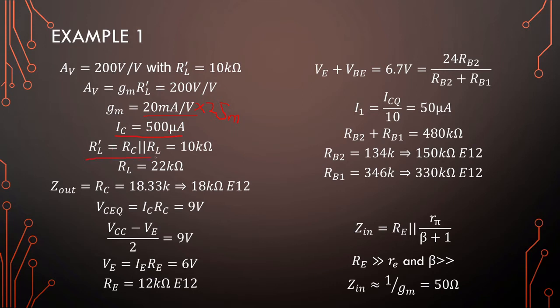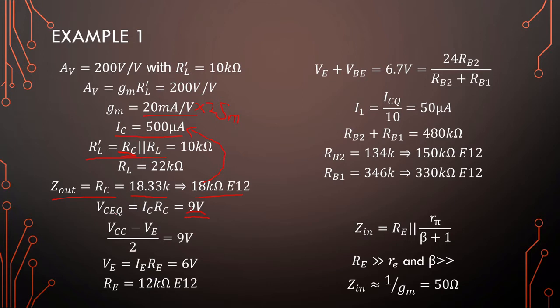Then we can take our R load prime and we can figure out what our RC is by reversing this process. So we get our output impedance RC as 18.33 kilo ohms, and the standard E12 value there is 18 kilo ohms. Right, if we multiply the 18 kilo ohms with 500 microamperes, we get our VCE Q point and our IC RC value equals to 9 volts.